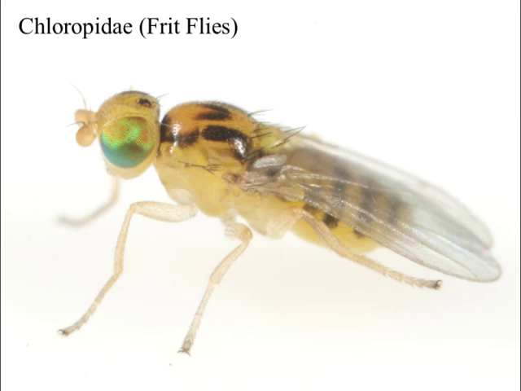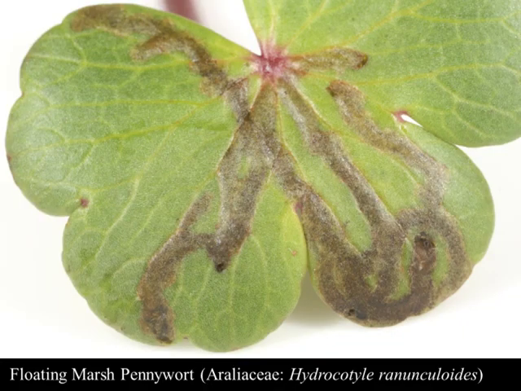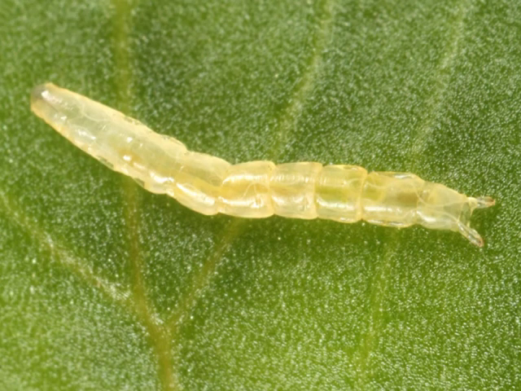So I already mentioned one chloropid that feeds as a secondary inhabitant in mines of another fly. As far as I know, there's just one leaf mining genus, Eugaurax, which Matt Bertone will be giving a whole talk about, this fly and its relatives, right here in about an hour. So all I'm going to say about this one is it makes linear mines in floating marsh pennywort and has larvae that are very unlike any other leaf miner I've seen, long and skinny with these prominent caudal protuberances.